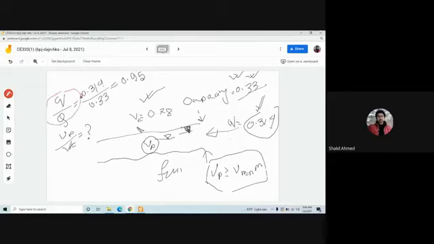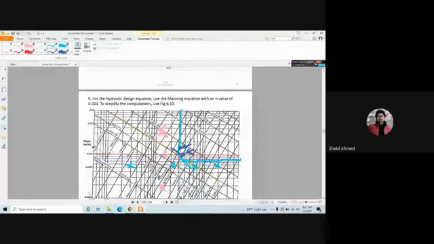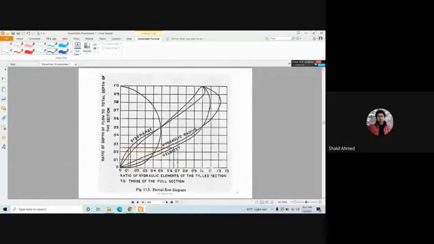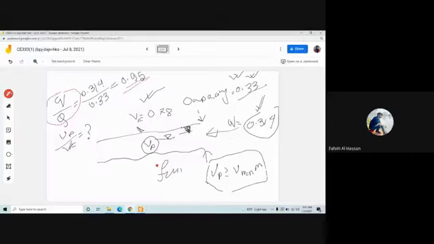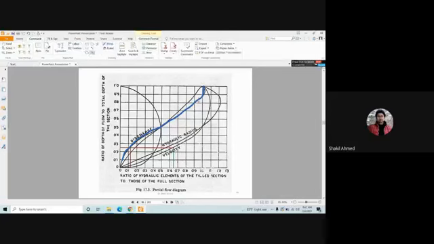Knowing this, let's go to the partial flow diagram, q by Q. What is the discharge graph? This is the discharge graph. Now 0.95, right? Yes, sir. Between 0.9 and 1, so 0.95 should be here, right? Yes, sir. Okay. Now you draw a horizontal line from there.